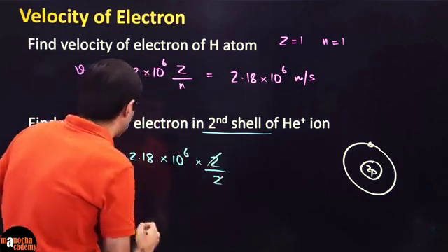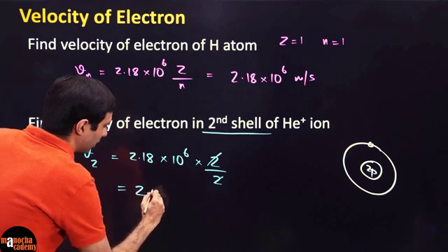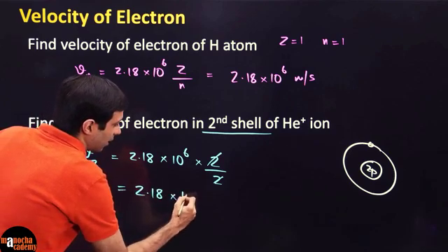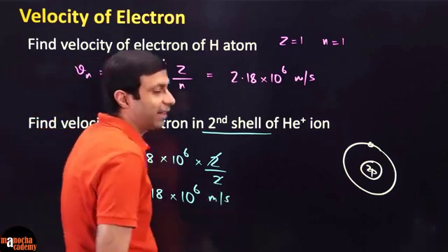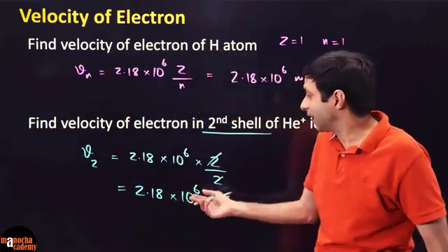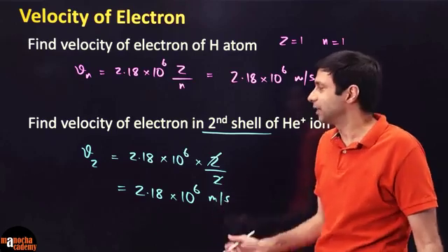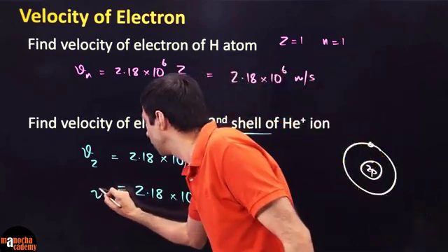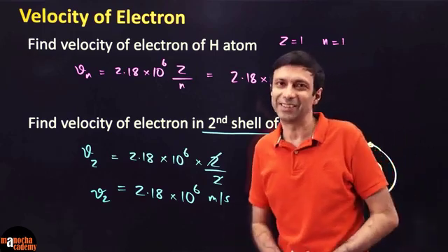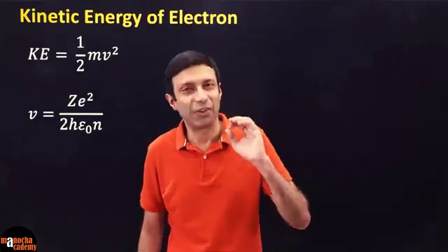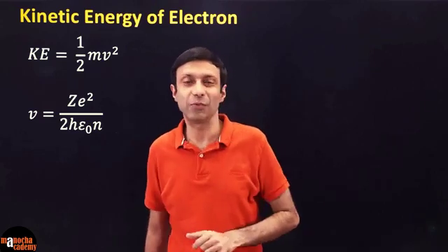2 and 2 will get cancelled. So we get the same velocity as the hydrogen atom, 2.18 times 10 to the power 6 meter per second, which is the velocity of the electron in the second shell of the He plus ion. So we have talked about the formulas for radius of the electron and the velocity of the electron.